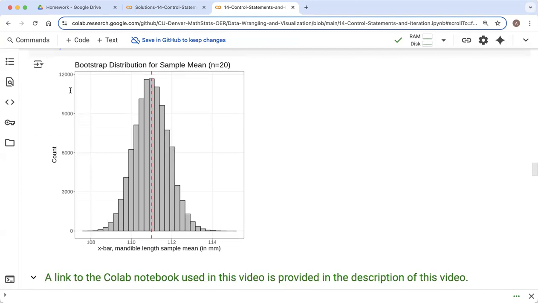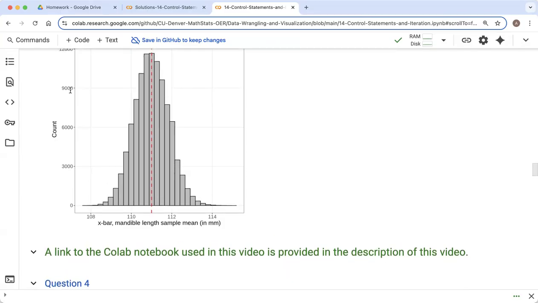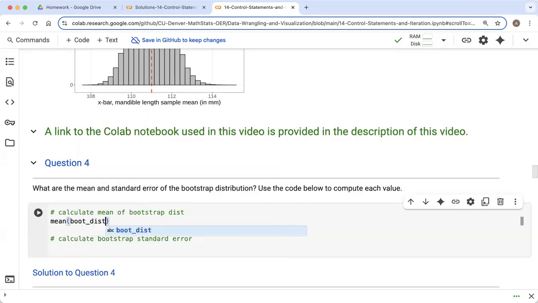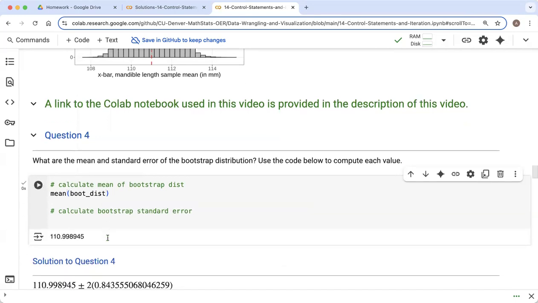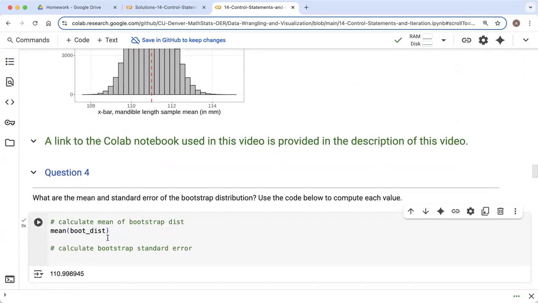When you have an actual sampling distribution, the way you use it to construct, let's say, a confidence interval is that we calculate the mean of the sampling distribution. That's going to give us a good estimate for the population mean. So in question 4, it's first asking me to calculate the mean of my bootstrap distribution. To do that, I'm just going to go mean(boot_dist), since that's where we stored all of these values. And this tells me that my mean is a little bit less than 111.